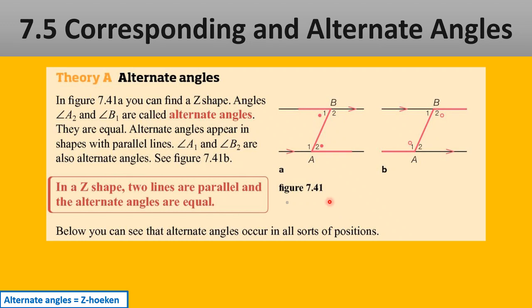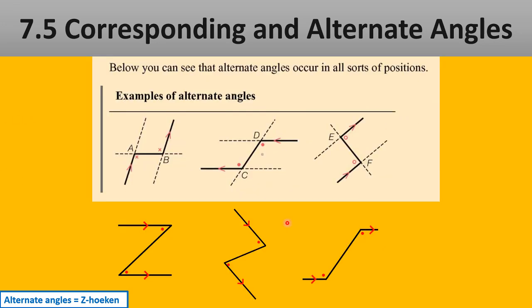But please don't make the mistake to say B1 is equal to A1, right? They alternate. Ze wisselen af. Dat zit wel in de Engelse vertaling. So this one is on this side of the line, the other one is here. And this only occurs when the lines are parallel as well. How can we use this information?